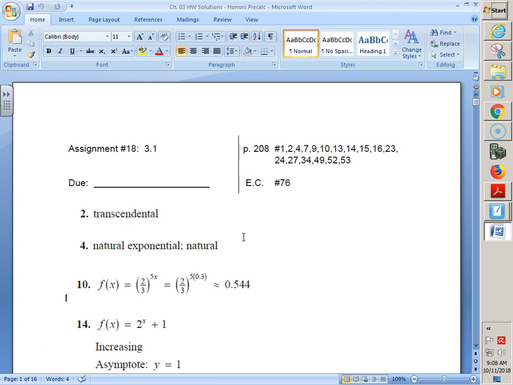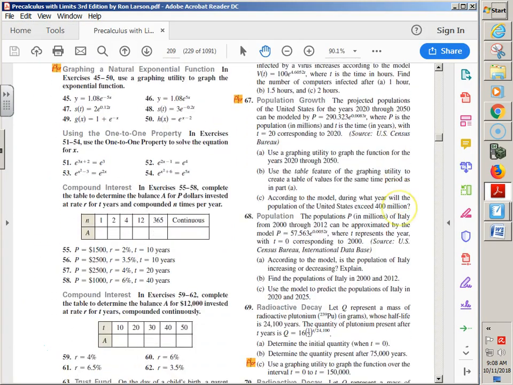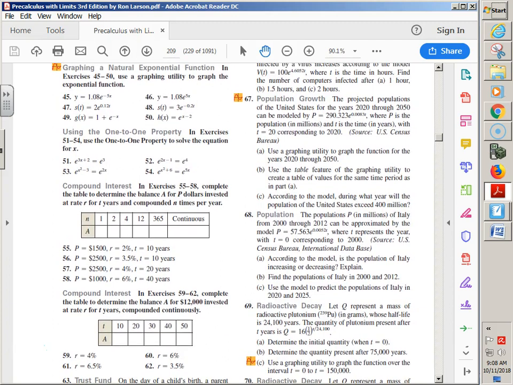It really was that good? Robbie? 53? Okay, anything else besides 53? Going once. Going twice. Sold.